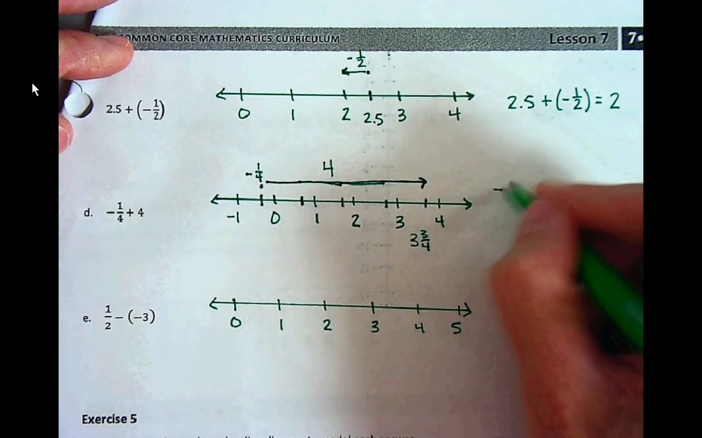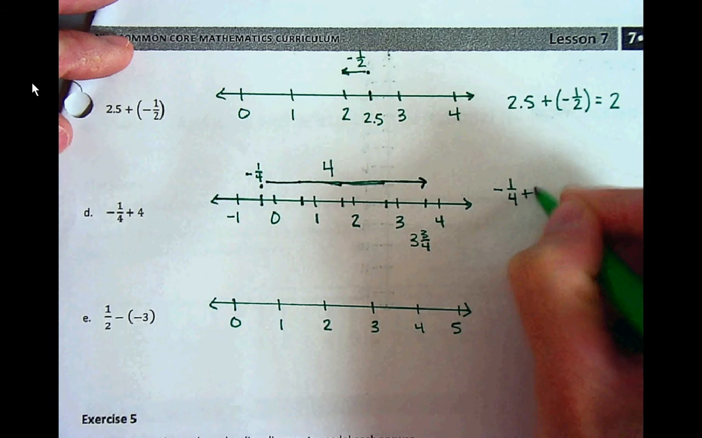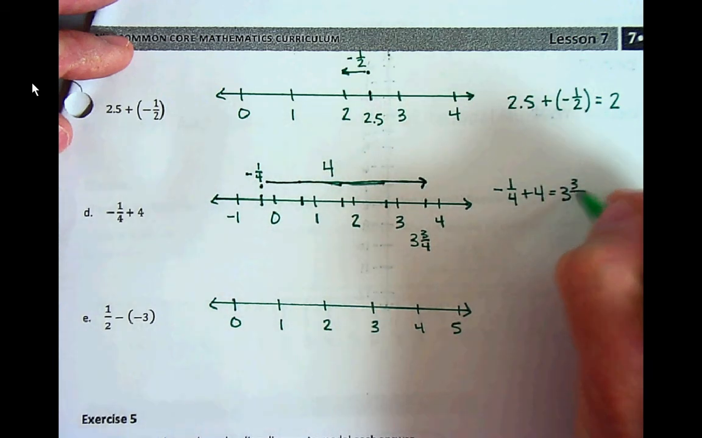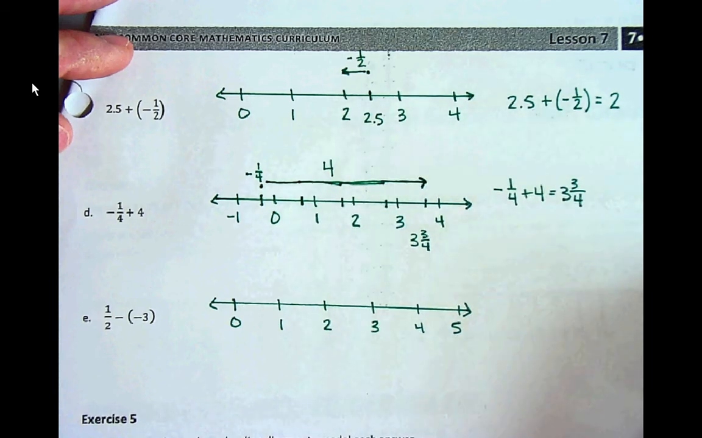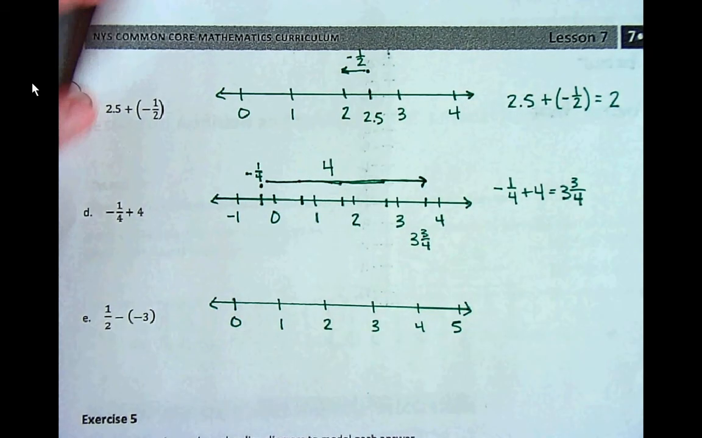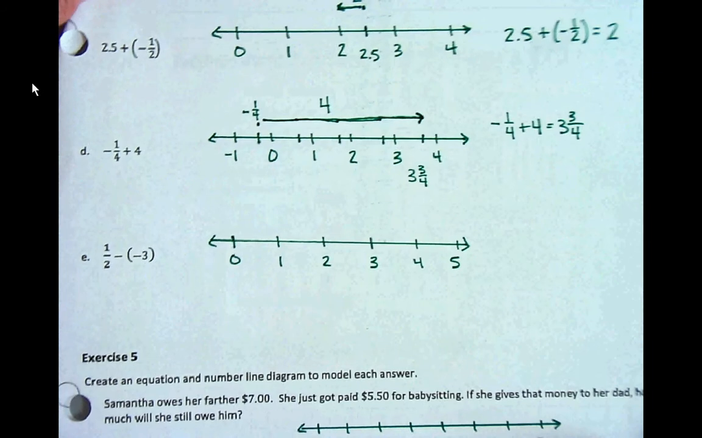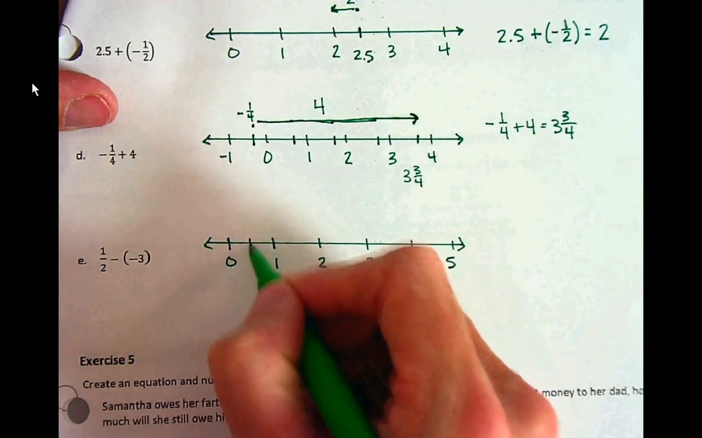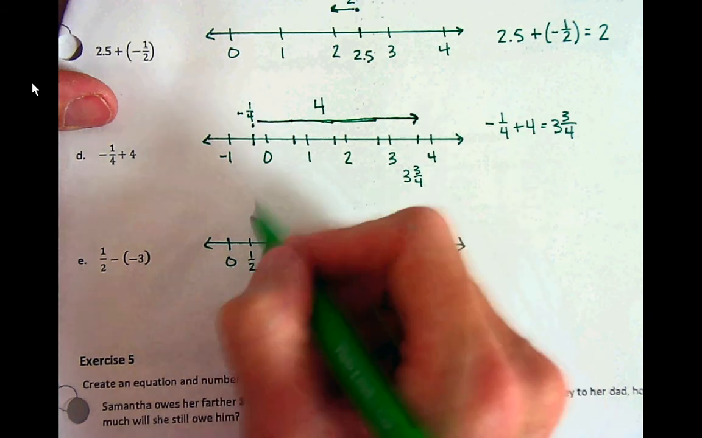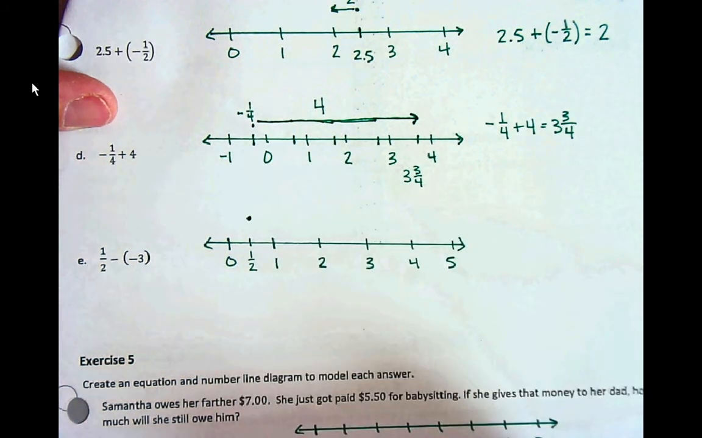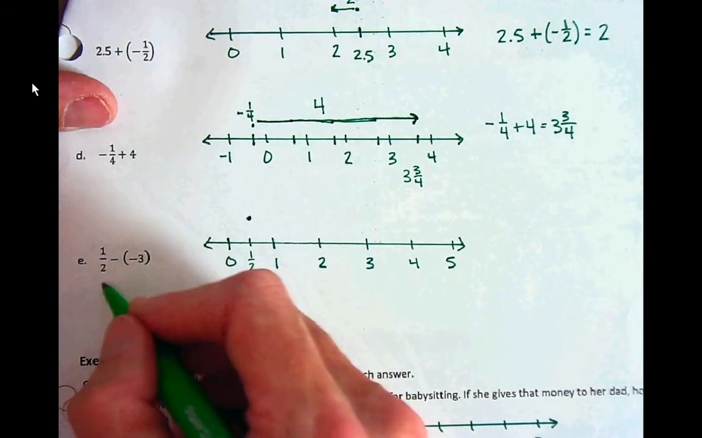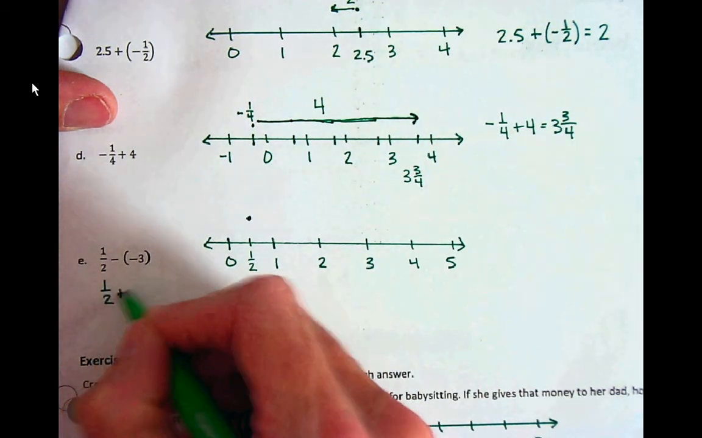So minus 1/4 plus 4 is equal to 3 3/4. All right, the last one, E. If I have 1/2, so here is 1/2 right here. So I'm going to put the end of my tail, and then I'm subtracting a minus 3, which again is the same as adding 3.